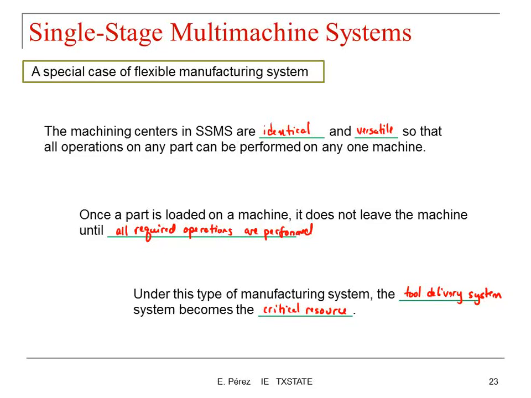Okay, so again, we are talking about single stage multi-machine systems, which is a special case of flexible manufacturing. So we're going to have an automatic system that is going to be delivering the extra tools to each one of these stations, and all the operations that are required for the part are going to be performed on that particular station.